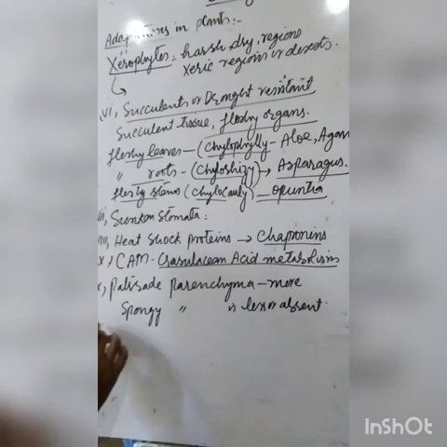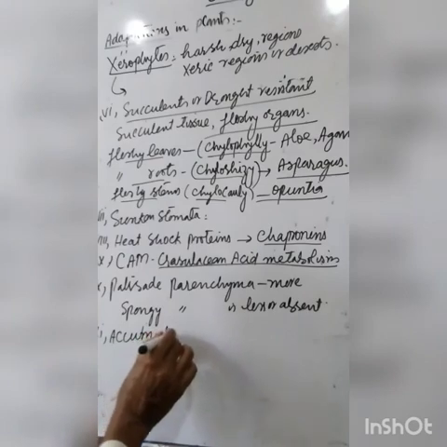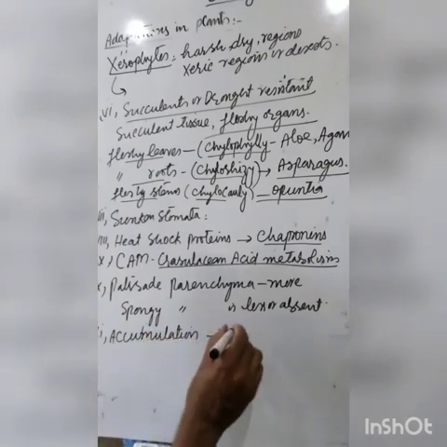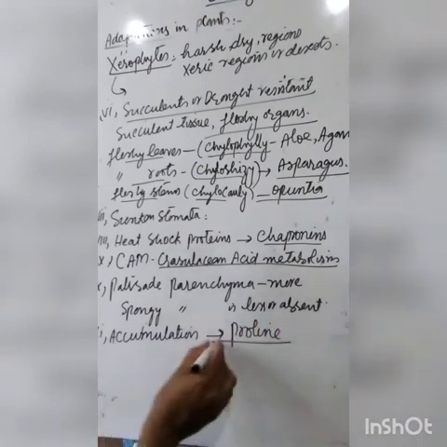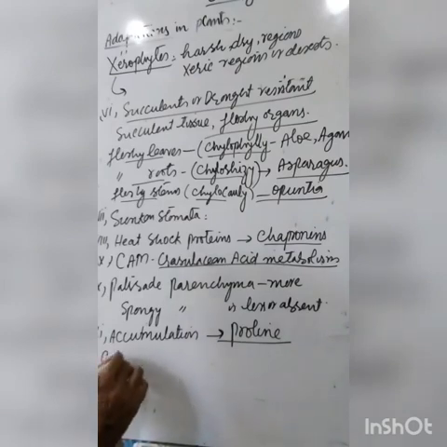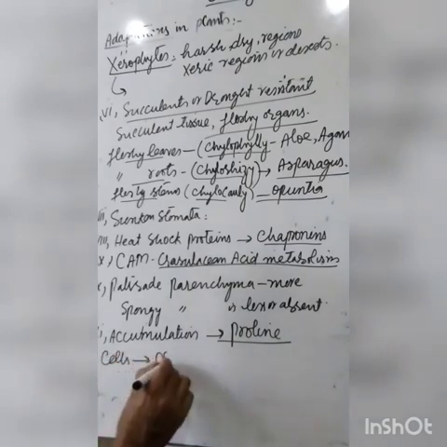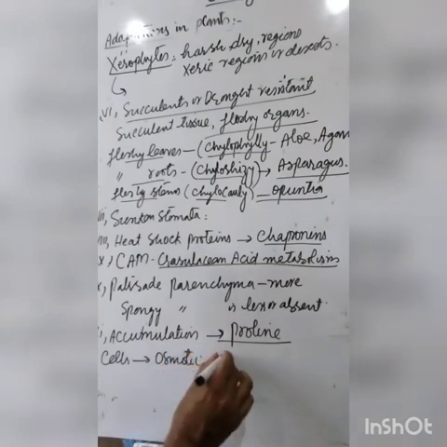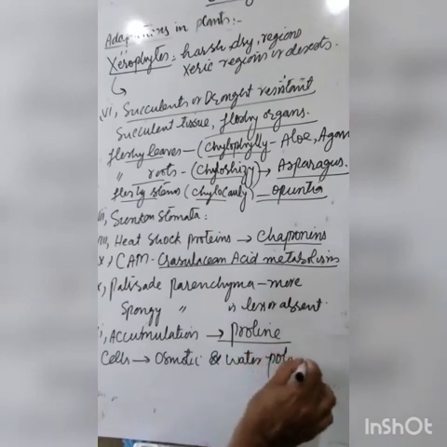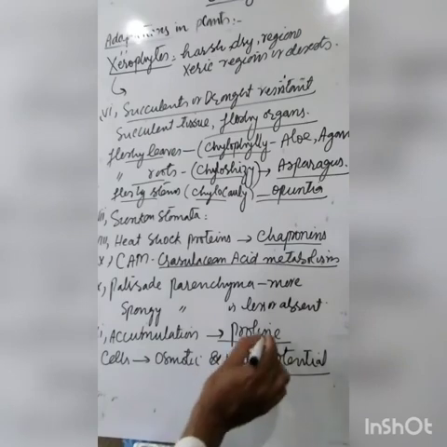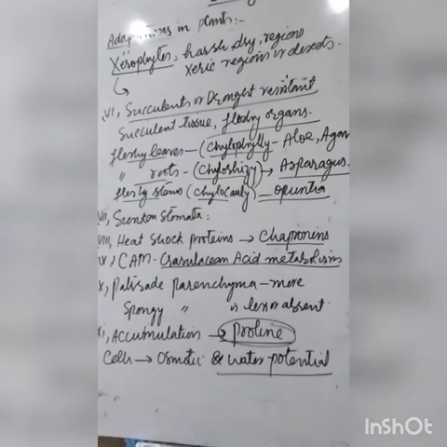And there is another, that is the accumulation of amino acid proline. Amino acid accumulates in the cells in order to maintain the osmotic or water potential. That means it helps in osmoregulation when cells accumulate amino acid proline. So that helps in osmotic concentration or water potential.